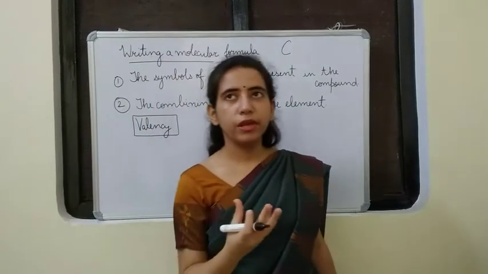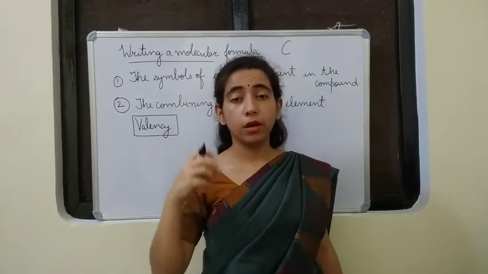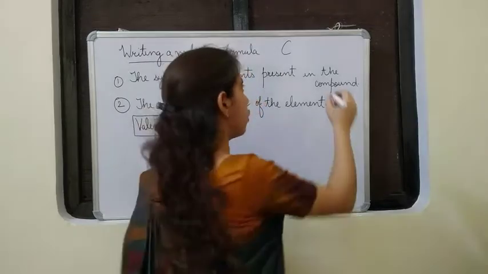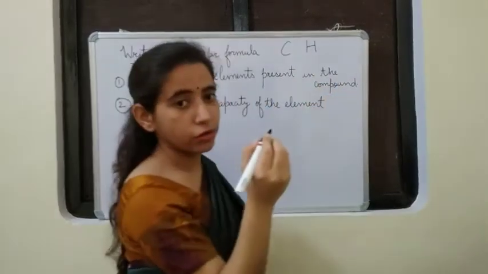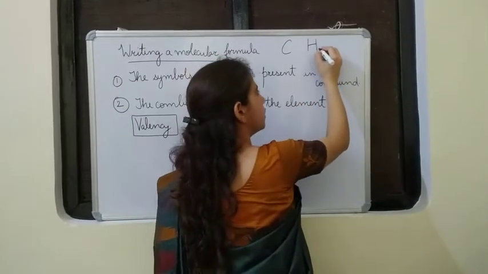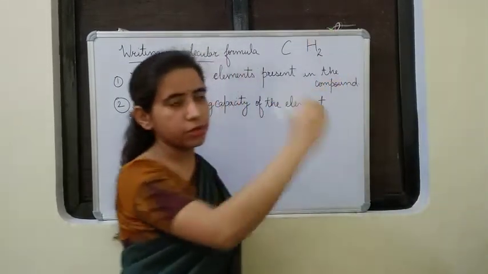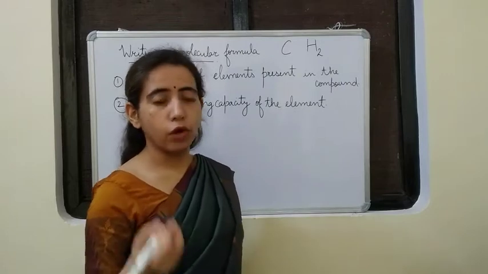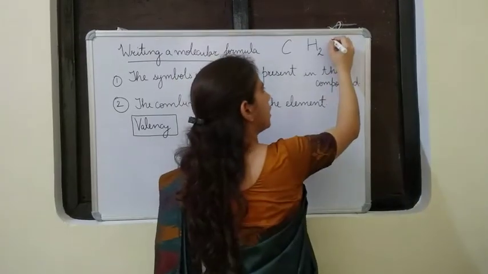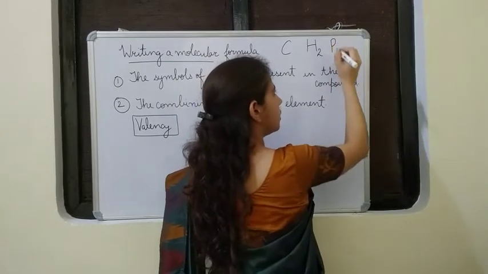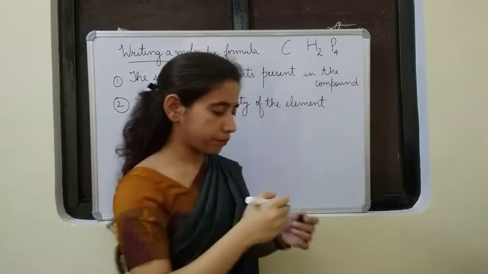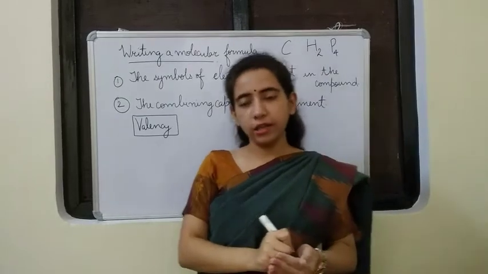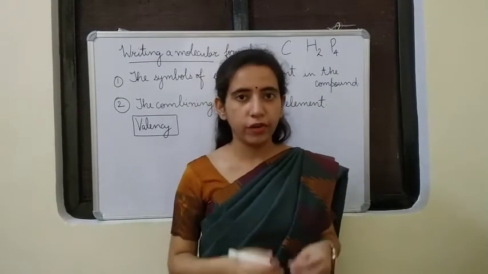One more example we can take for hydrogen. You write the symbol of hydrogen and its atomicity. You know what is the atomicity of hydrogen? It is 2. So you can write 2 like this, in the subscript. One more example, phosphorus we can take. You write the symbol of phosphorus and you write its atomicity as a subscript. That is for writing the molecular formula of an element.